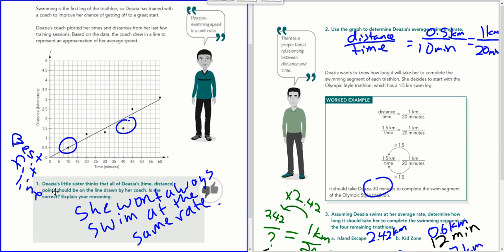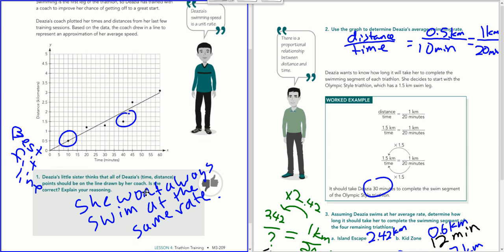In this case, it says Adezia's little sister thinks that all of Adezia's time and distance points should be on the line drawn by her coach. Is she correct? Well, here's the thing. She's not going to swim at a consistent speed every time. So even though she's swimming at different distances, it's not going to be proportional with the amount of time that she takes. She might swim a little bit slower some days, and some days she might swim a little faster. So she won't always swim at the same rate.